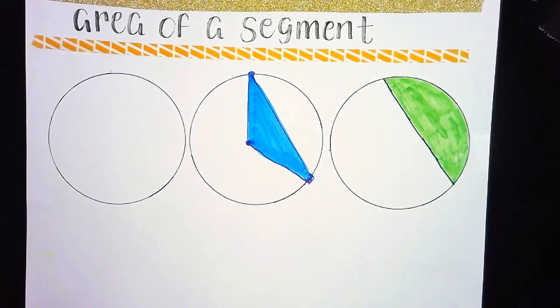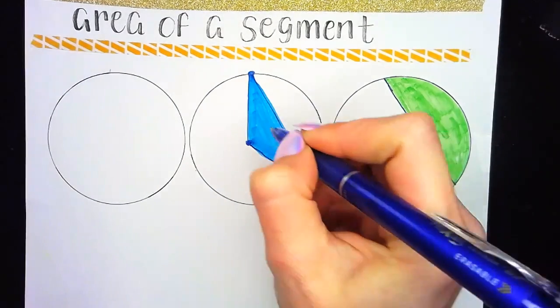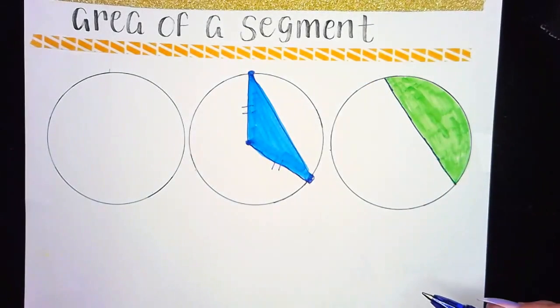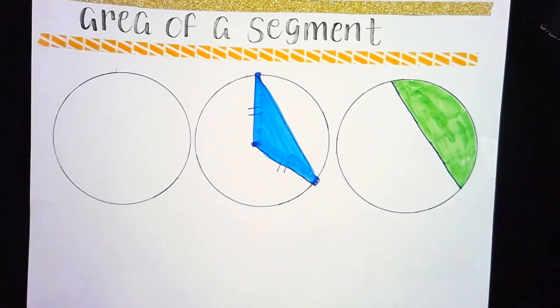What kind of triangle did I just draw? If you said an isosceles triangle, well, you're a big winner today. Now, how can I find the area of this triangle? Do I know anything else about it?